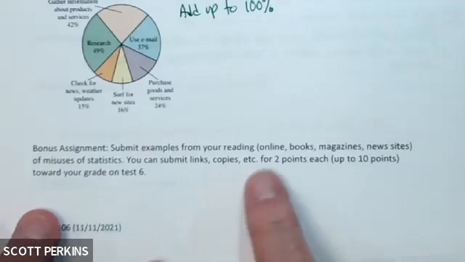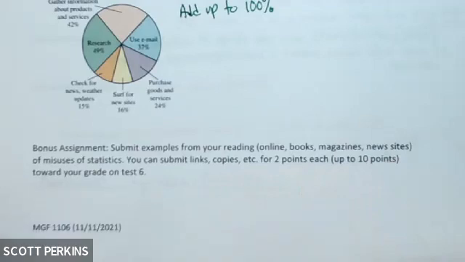I'll give you 2 points for each one you send me, up to 10. So you can get a maximum of 10 points, so a maximum of 5 examples. My whole point in that little bonus assignment is I just want you, as college students, as people who are going to be going out into the world, to begin to develop the ability to look at things critically, because sometimes we look at numbers and statistics and think, oh, that's got to be right because there's percent signs, and it doesn't always have to be that way.